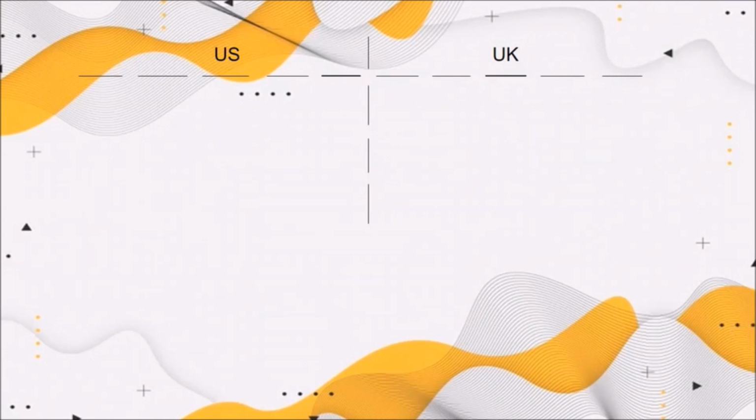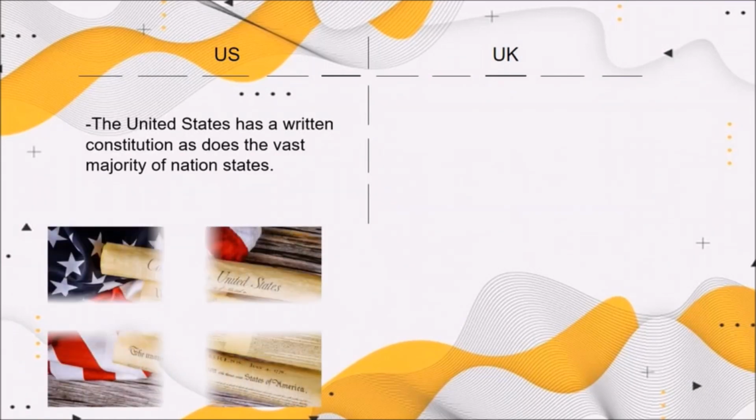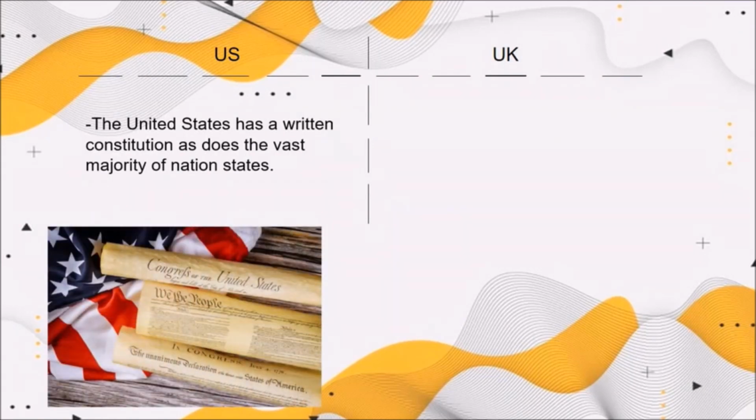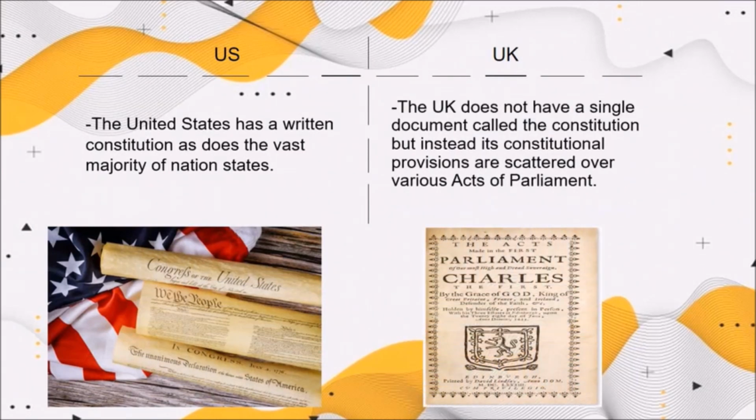The first difference is the US has a written constitution, as does the vast majority of nation states, while the UK does not have a single document called the constitution, but instead its constitutional provisions are scattered over various acts of parliament.